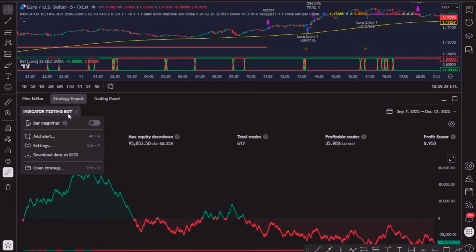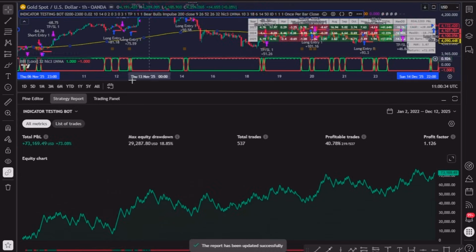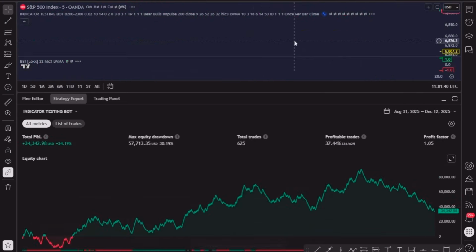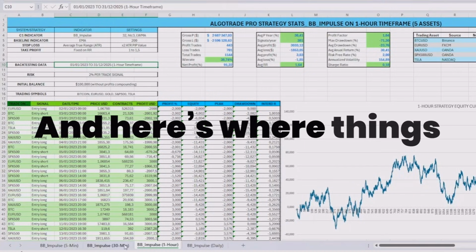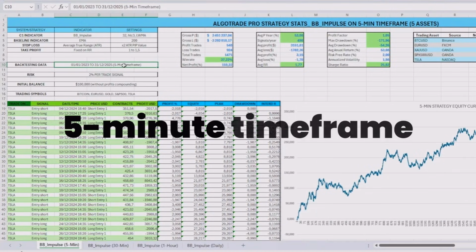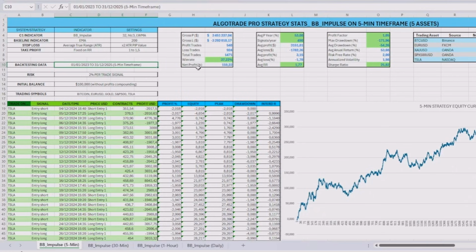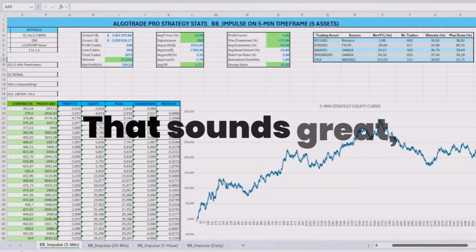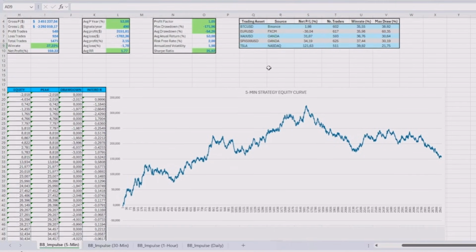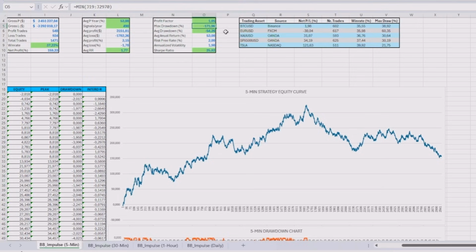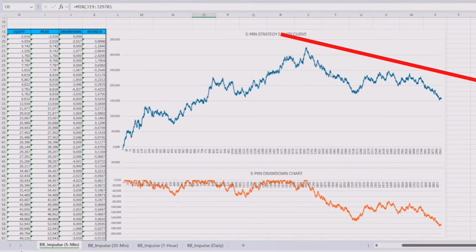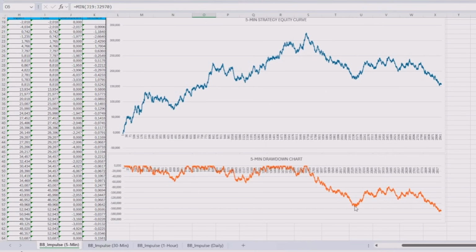So I run the system across all assets and timeframes, and then I pull the results. And here's where things get interesting. On the 5-minute time frame, the strategy reached around 160% in profit with a win rate around 37%. That sounds great, but the downside is obvious. The max drawdown went above 100%, which makes this setup extremely unstable.